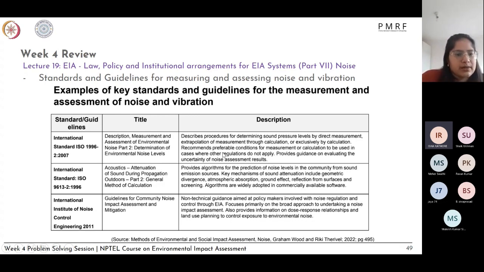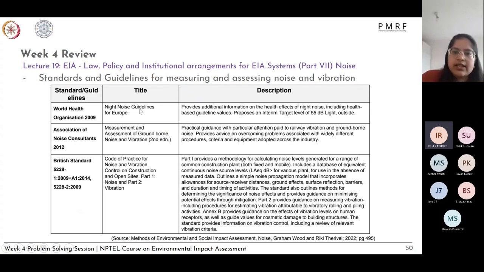And then we have the WHO guidelines for Europe, where it talks about the health impact of noise through different noise producing sources, and provides a target for different types of land uses, but it majorly looks up the health impact of noise.